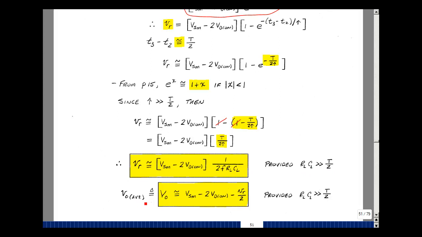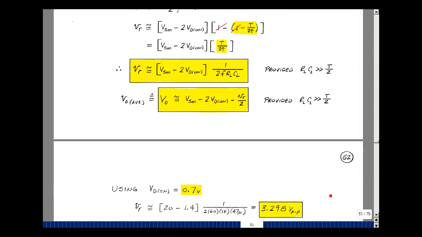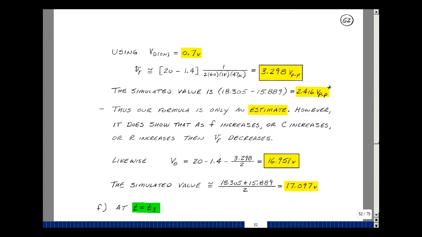You can also calculate V out average, which we designate as capital V sub capital 0, and that's going to be equal to roughly the middle of that rippling voltage, which is the peak of V sub S maximum minus 2 diode drops and then minus half the ripple. If we approximate V_D on as 0.7, we could calculate the ripple voltage peak to peak. It would be 20 volts minus 2 times 0.7 divided by 2 f R sub L C sub L, with f of 60 hertz, R sub L of 1K, and C sub L of 47 microfarads. That's equal to 3.298 volts peak to peak.